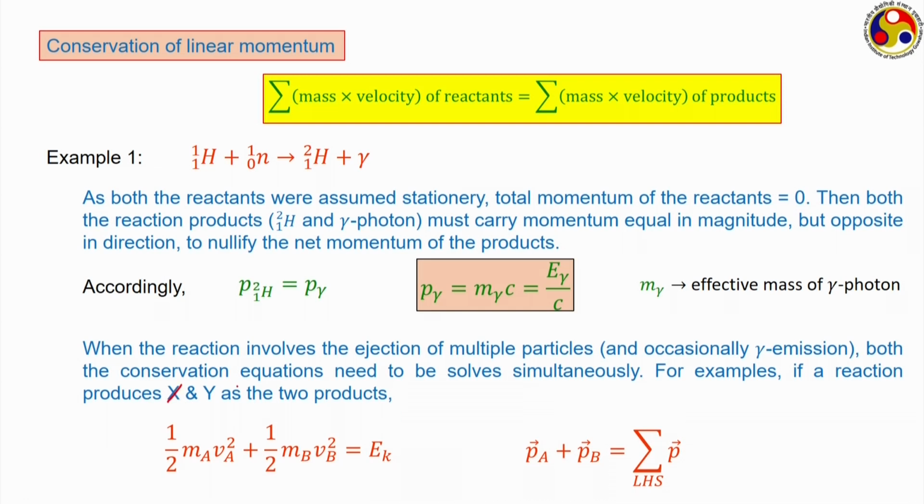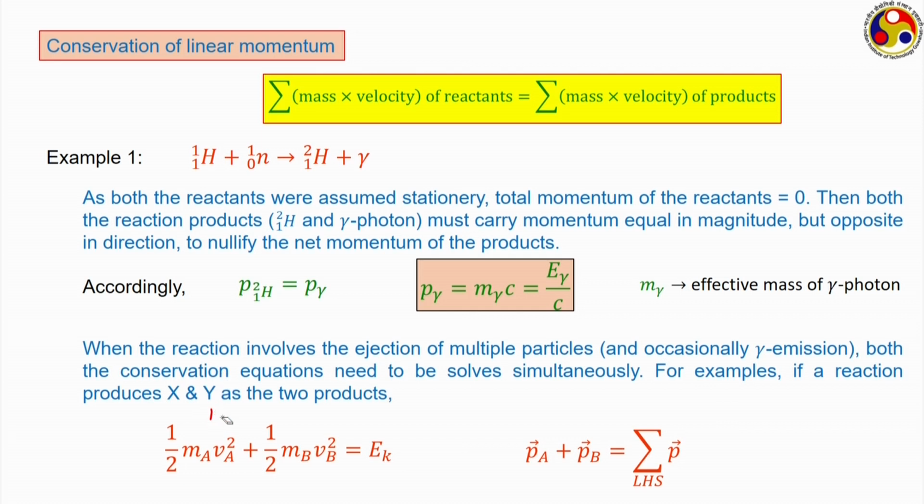Actually, here I should not use x and y, I am actually talking about a and b as the two products. Then half m_a v_a square plus half m_b v_b square should be equal to the total kinetic energy, whereas p_a plus p_b should be equal to the total momentum for the left hand side. This being a vector addition, I am using these arrows also.